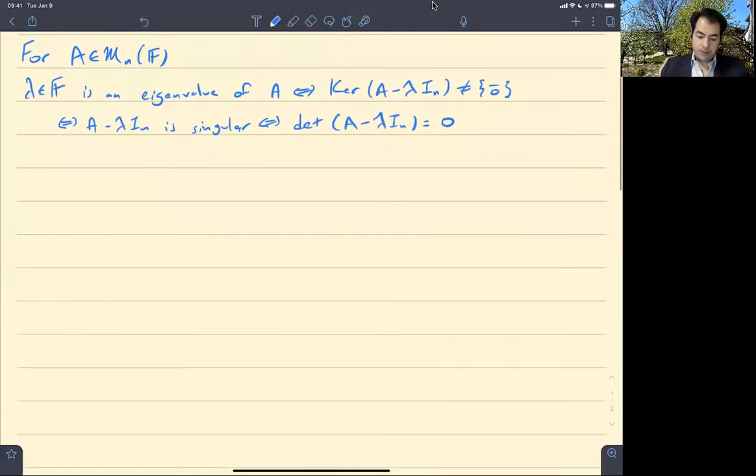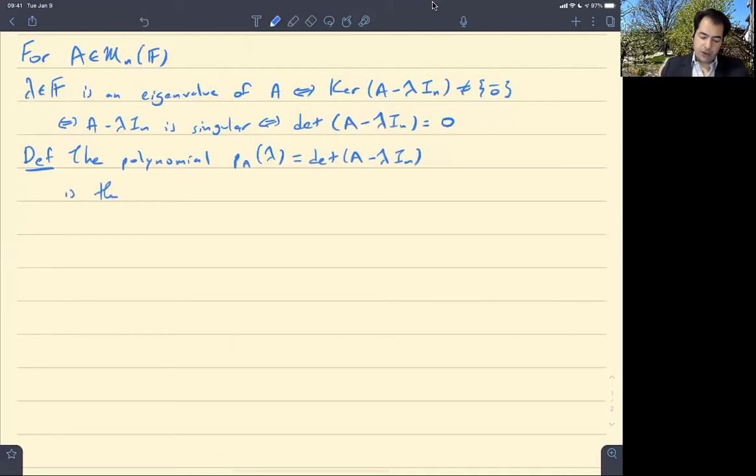Okay, so this determinant gets a name. It is a polynomial in lambda. We'll denote it P sub A of lambda, and it is called the characteristic polynomial of A.